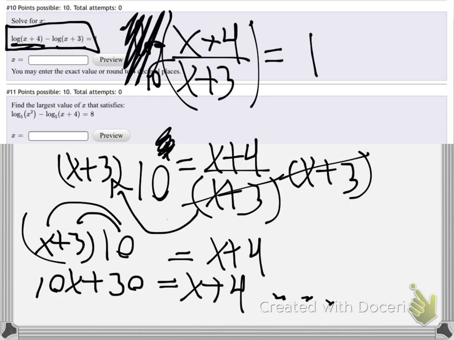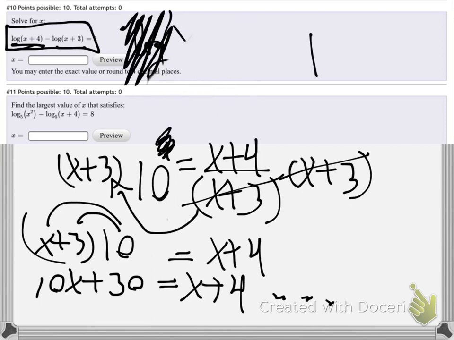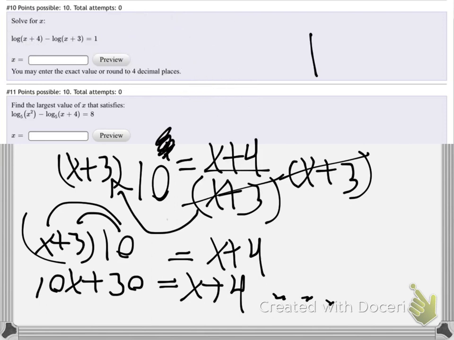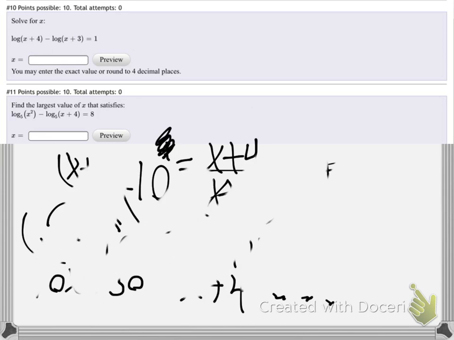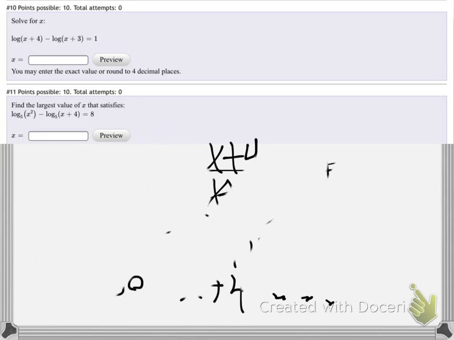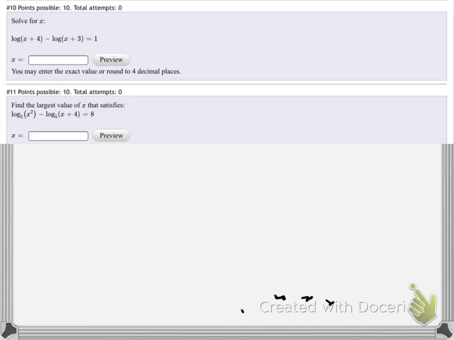I think I just changed the pen here. Yeah, pen font, whatever. And so, let's see. On number 11, I'm trying to erase this mess. Erasing. Okay.